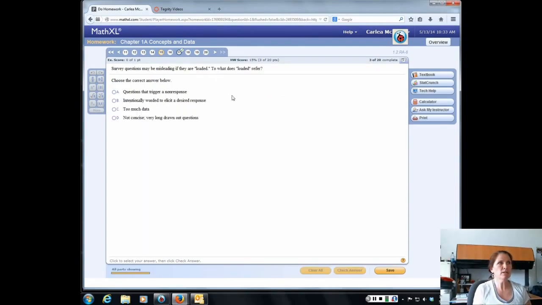Survey questions can be misleading if they are loaded. And what does a loaded question mean? Well, a loaded question is like you come up to somebody on campus and you say, how mad are you about the fact that they're raising student fees? I mean, automatically you're telling the student you should be mad, right? That's a loaded question. So a loaded question is when you write it in such a way that it influences the outcome of the answer, because people are going to do that.